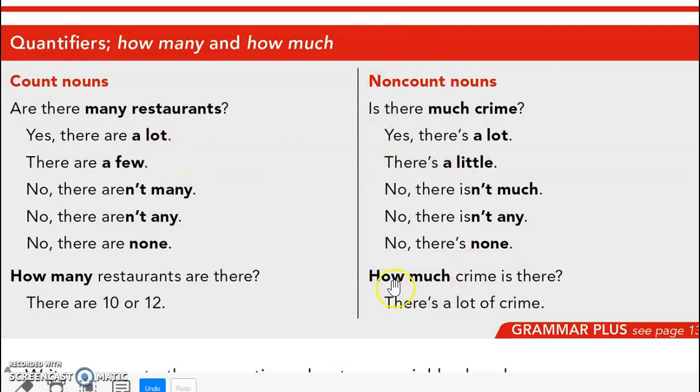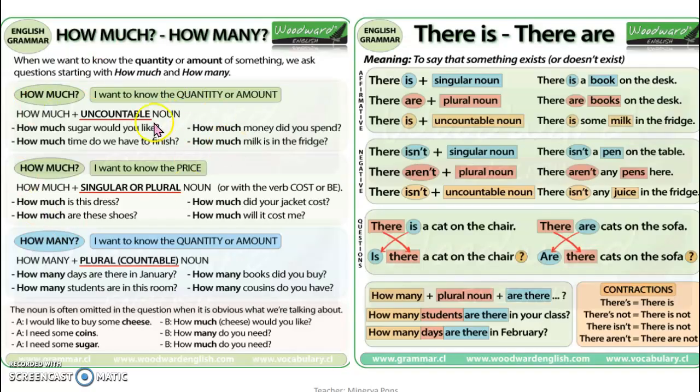Here we have this question, how much crime is there? There's a lot of crime. Again, how much being used for non-count nouns. So in here we have this that we also used yesterday. Again, we have how much and how many. And we say that how much is used for uncountable nouns. For example, how much sugar would you like? How much time do we have to finish?